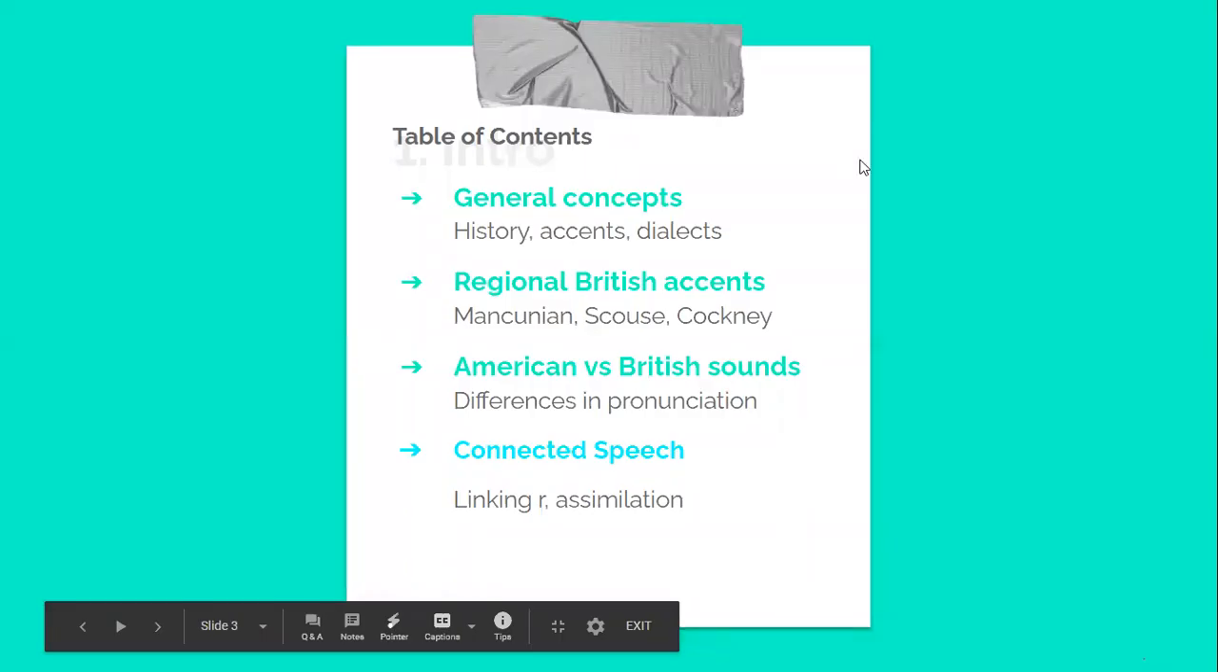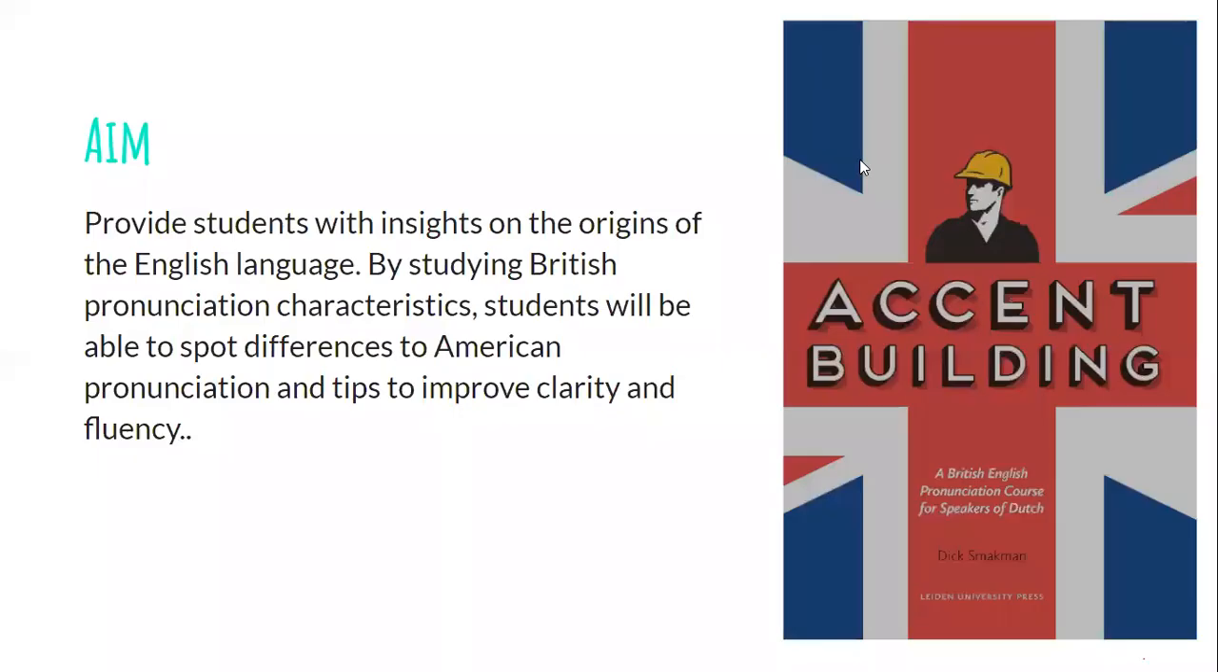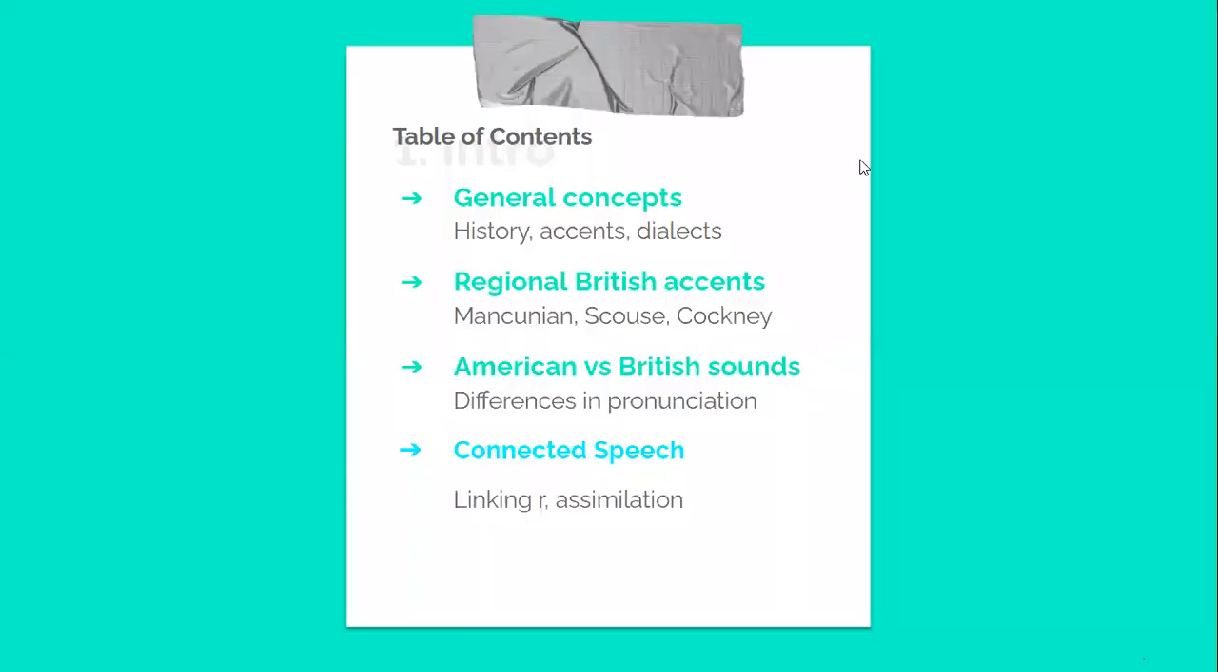So today we are introducing our English language and pronunciation short course, aimed at 12th grade students. The idea is to provide insight into the origin of the English language and to study British pronunciation, contrasting it with American pronunciation to improve clarity and fluency. We decided to have a different table of contents. This week we're going to cover history, accents and dialects, and some short tips for British pronunciation.